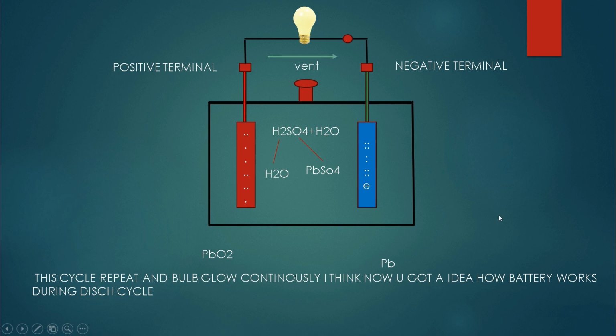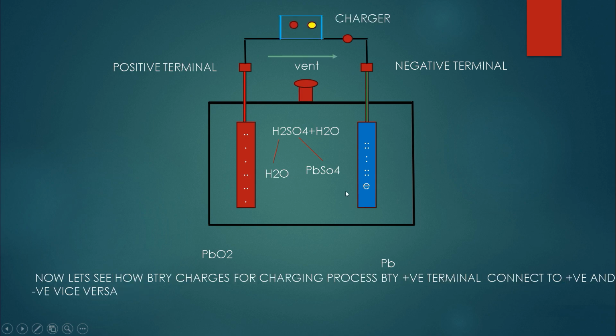Now let's see how the battery gets charged. For charging, we need to connect a charger, with the positive terminal to the positive plate and the negative terminal to the negative plate, for the charging process.